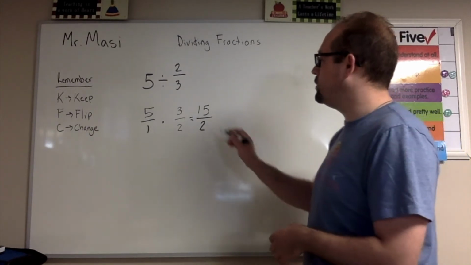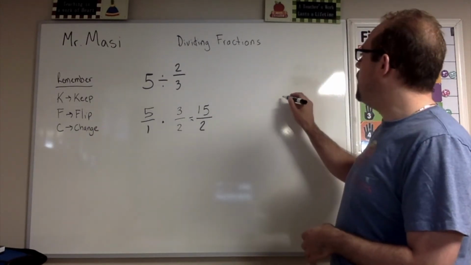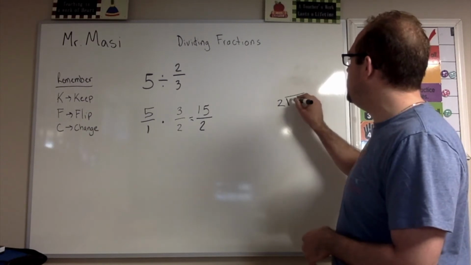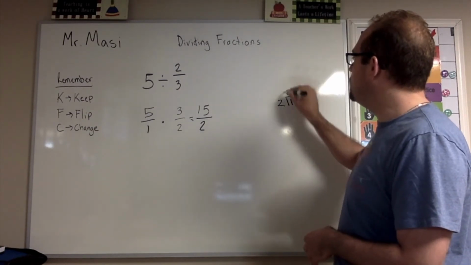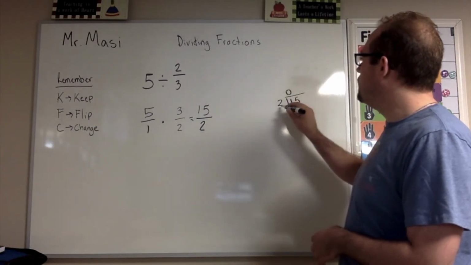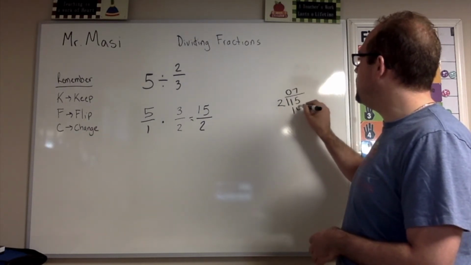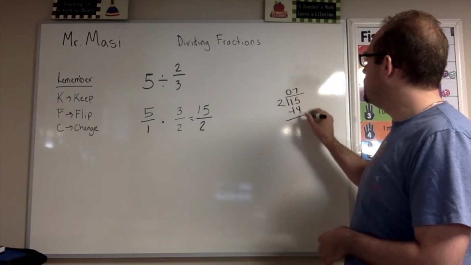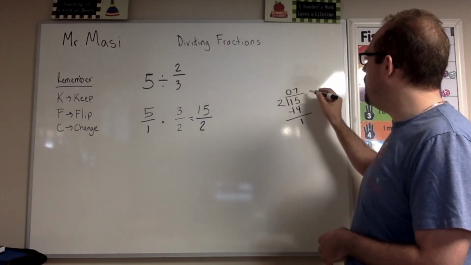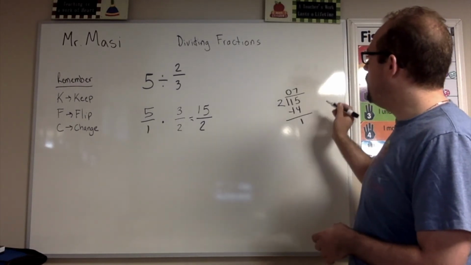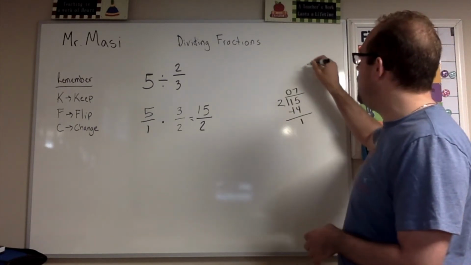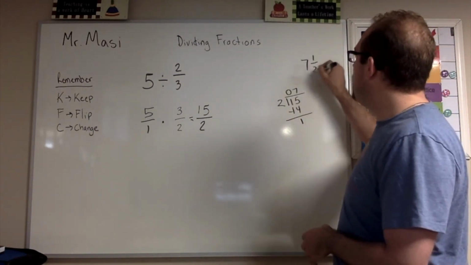So let's look at that. 15 halves. So I'm going to divide 2 into 15. 2 doesn't go into 1, so I'll keep a 0 there. 2 times something gets me 15. I know that's 7 because that's 14. So 15 minus 14 is 1. Up, I have a remainder. So I can leave it at that if I want, and I do 7 1/2.